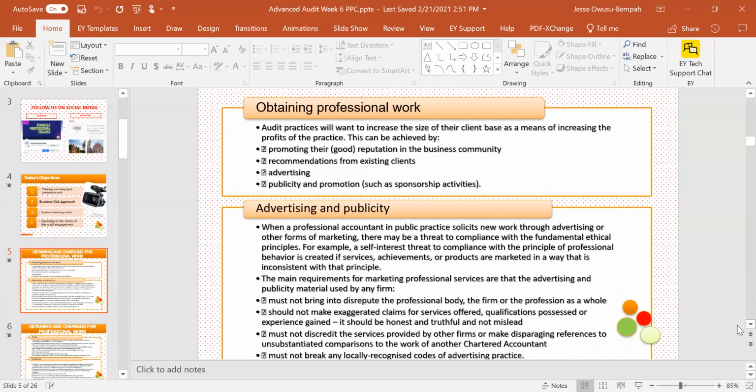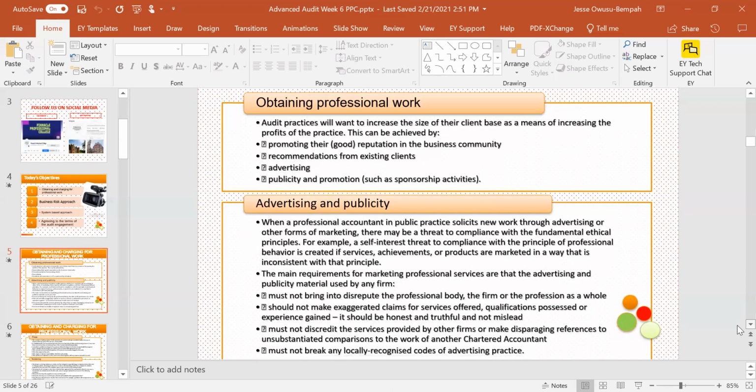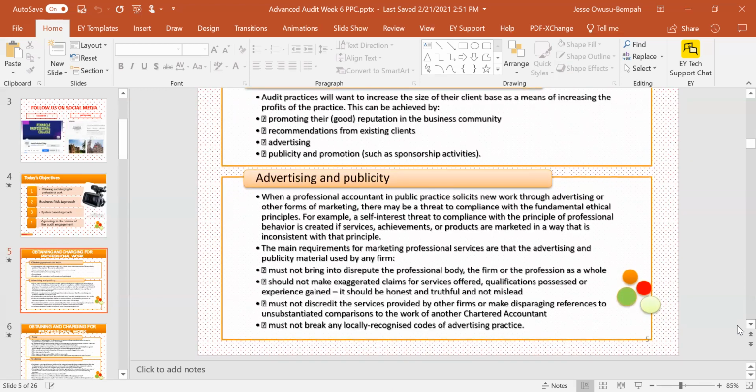Number 3, the audit firm must also not discredit the services provided by other firms, or make disparaging comments about other firms. So in your bid to advertise and increase your client base, the audit firm must not discredit the services provided by other firms. It's very, very important. And also, the audit firm must not break any locally recognized codes of advertising practice.